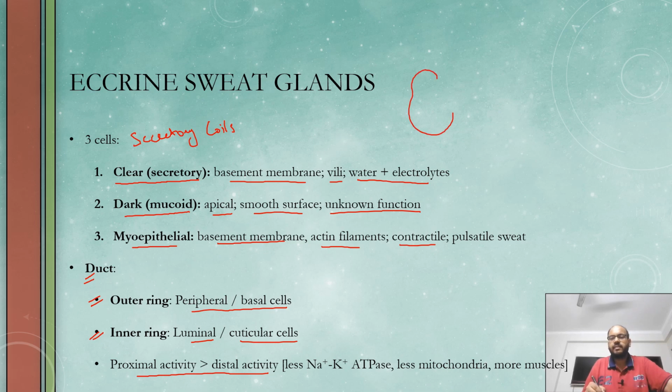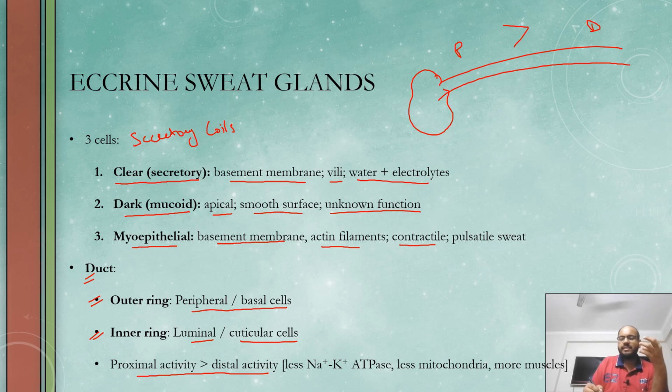So let's say this is the secretory coil and this is the duct. If you remember your physiology of sweat production, the proximal part is more active as compared to the distal part. When the sweat is formed, it is rich in water and sodium, and as it moves towards the duct, the sodium is reabsorbed in the ductal part, and the sweat which comes out is hypotonic. That means it has more water. And that water gets evaporated, which further cools the body, which is the major function of sweat.